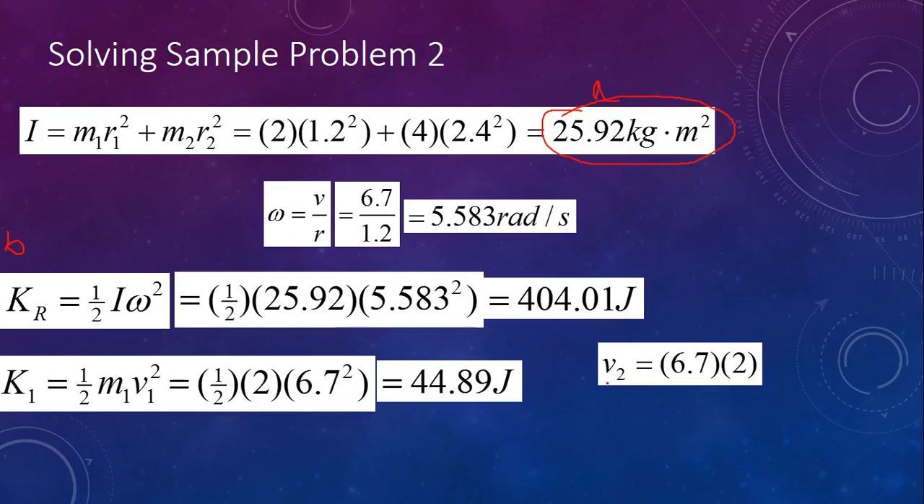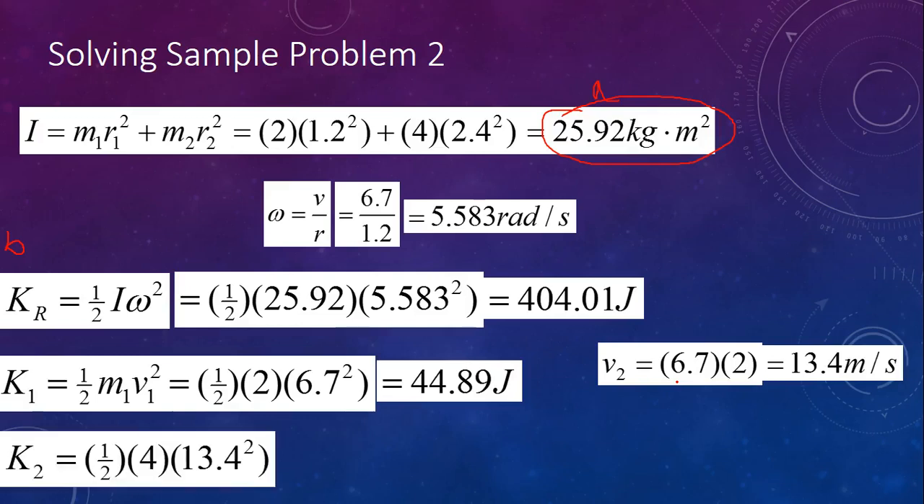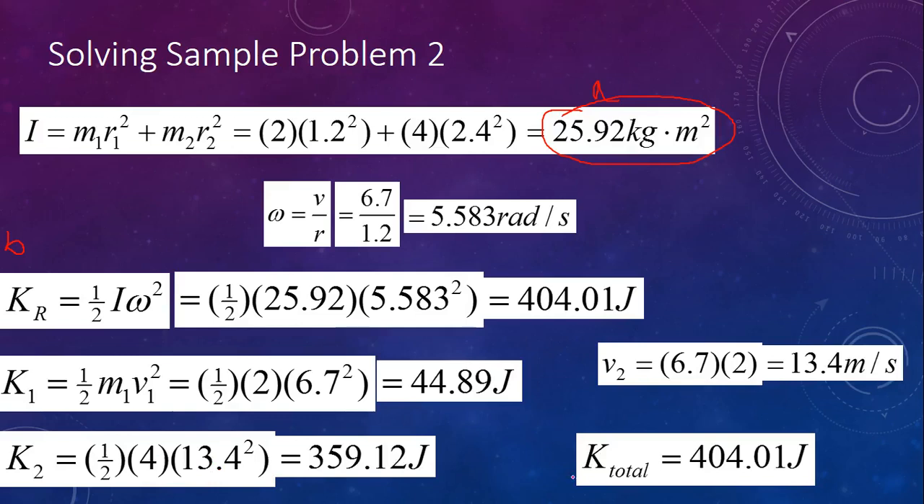To get v2, or the speed of the outer ball, it's just going to be double the speed of the inner ball because it's twice as far from the axis of rotation. And we get 13.4 meters per second. So now we can plug all that into the formula for kinetic energy, and we get 359.12 joules. You add both of them together, and indeed, we've verified our answer by doing it a different way.